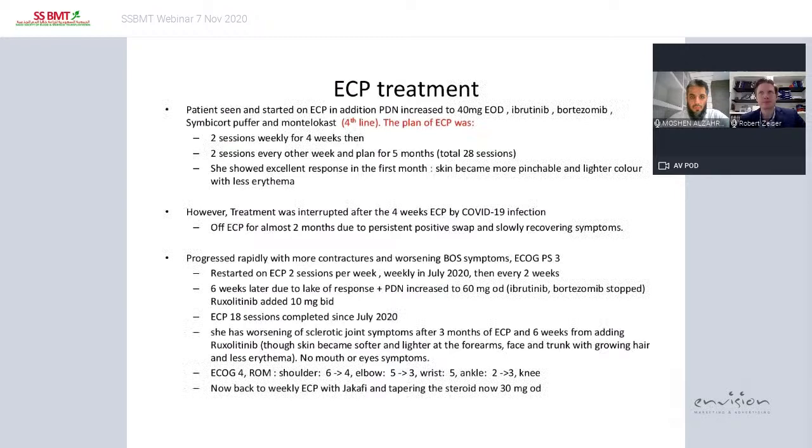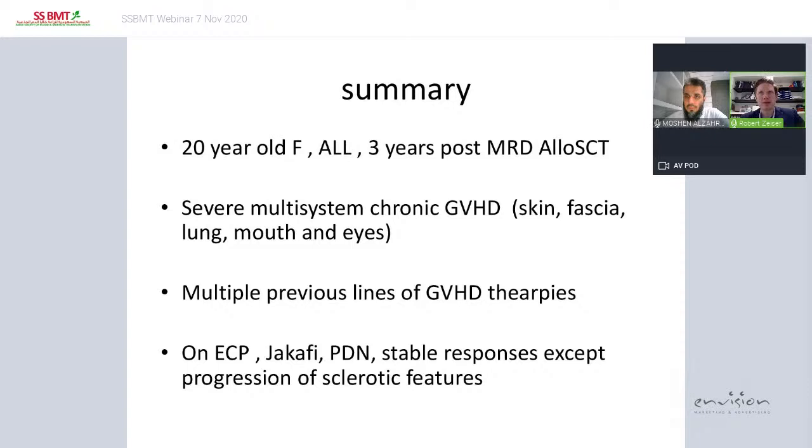According to the presentation here, almost 2 months now. 2 months is not very long for chronic GVHD. I would give her another 2 months before you start a new intervention. Except, I'm not the treating physician.